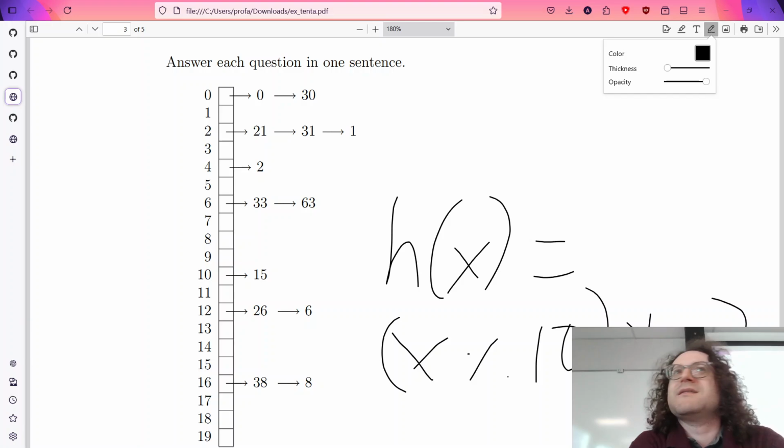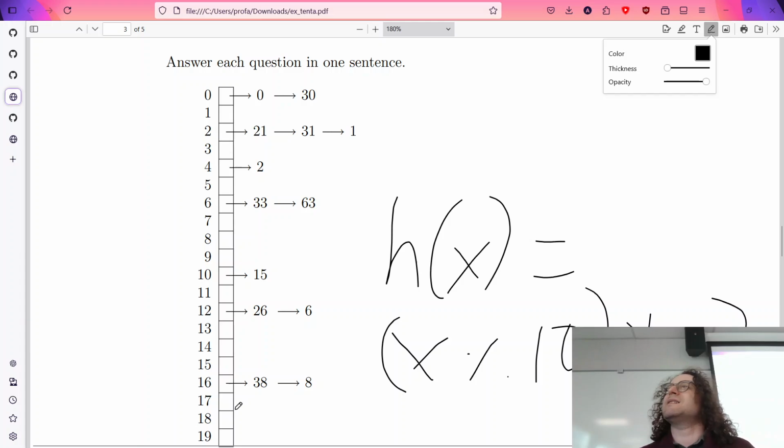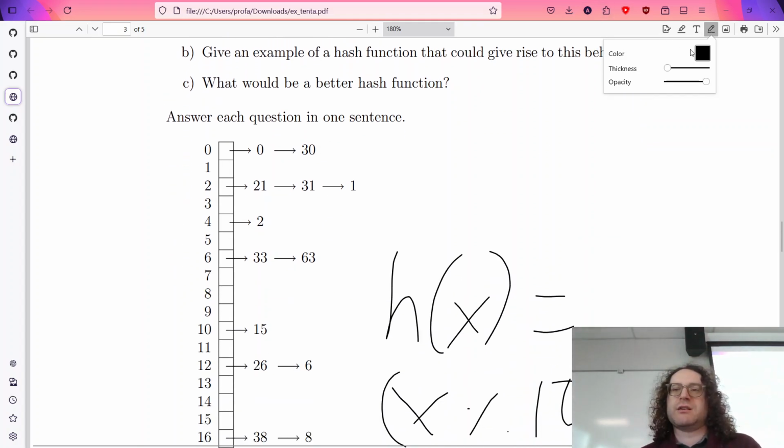Right? So double the ones place. And that would get us 38 into 16, right? Because we take the 8, double it, we get 16. Okay. What would be a better hash function?